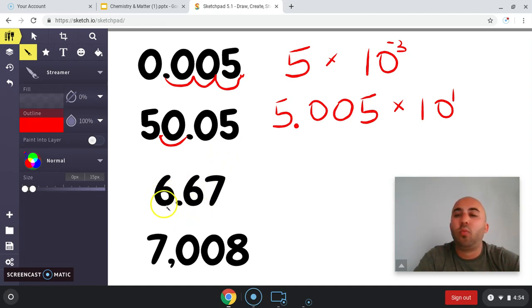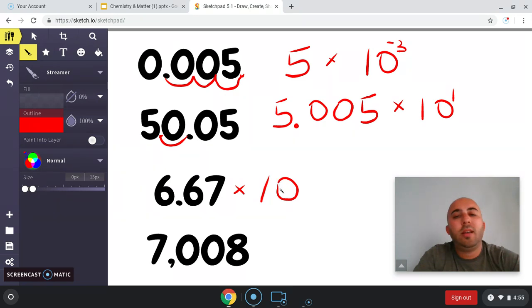Now, this is an interesting one, 6.67. I only have one value in front of the decimal point, and it's in the ones column. So this is actually fine, but it's not in scientific notation, because if it was in scientific notation, I would still have to multiply it times 10 to a certain number.